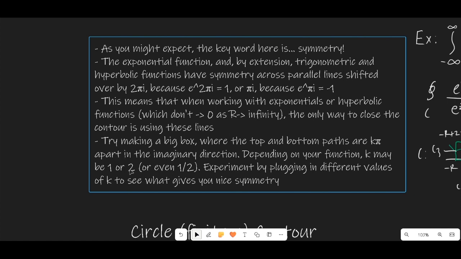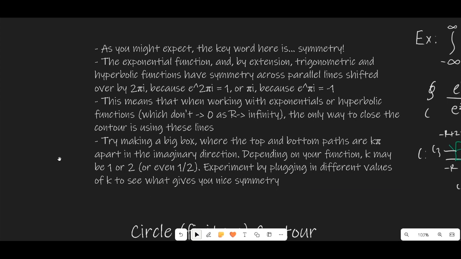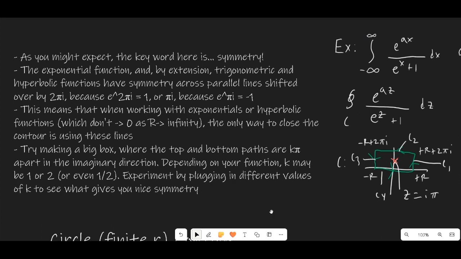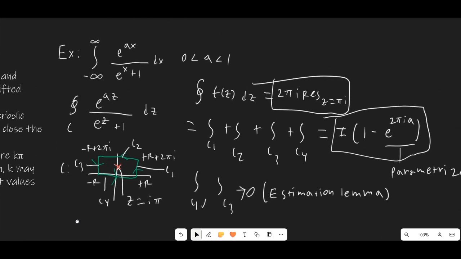So the way we do this is we try making a big box where the top and bottom paths are k pi apart in the imaginary direction. Depending on your function, k may be 1 or 2, and even in some cases 1/2, maybe even like 3 or something like that. I don't really know how that would be helpful, but that's the idea behind that. You can experiment by plugging in different values of k to see what gives you nice symmetry. So just plug in different values of z plus k pi i to see what gives you symmetry in your function. So here's a quick example, a very classic example.